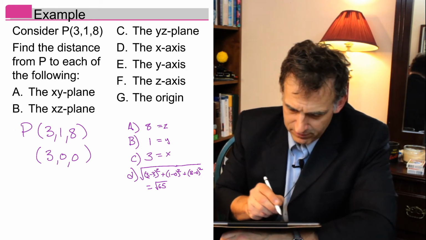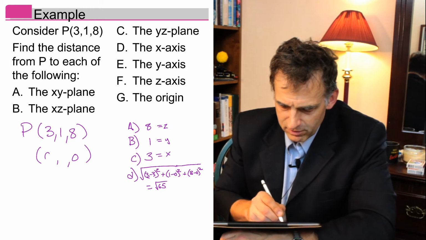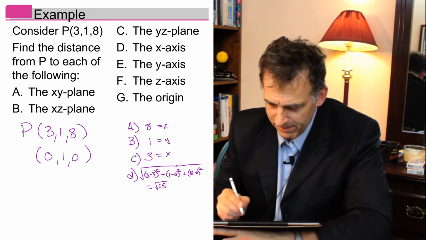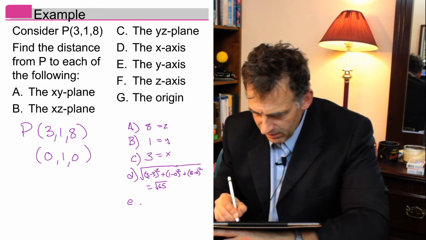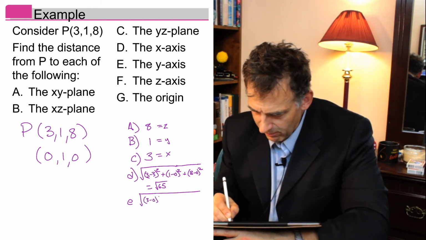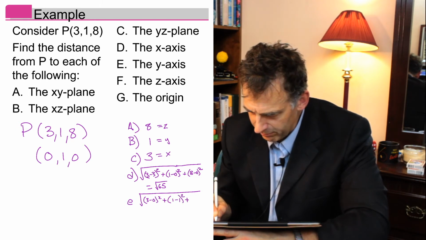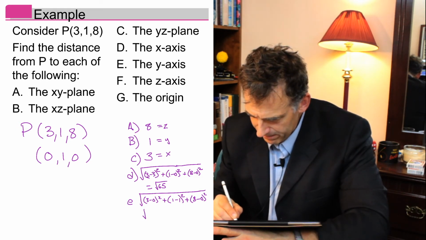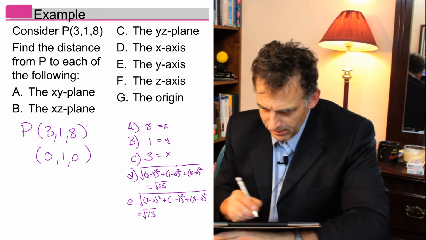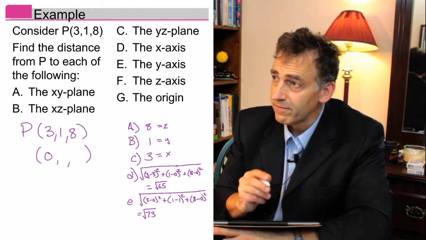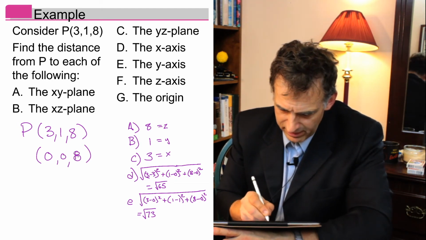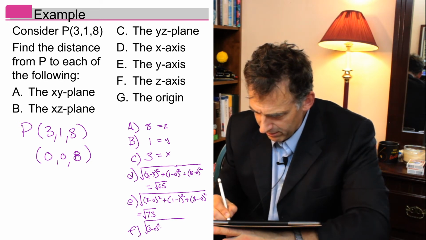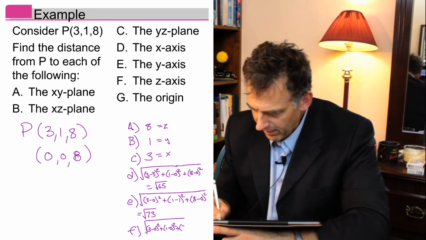All right, well, if you did them, here are my answers. To do the distance to the y-axis, I find the point that's on the y-axis that is closest to the point P, and that would be 0, 1, 0. And then I do 3 minus 0 squared plus 1 minus 1 squared plus 8 minus 0 squared. And so that's going to be the square root of 73. And then, of course, for part F, the z-axis, what's closest to this would be an 8 here. So F, square root of 3 minus 0 squared, 1 minus 0 squared, and 8 minus 8 squared.